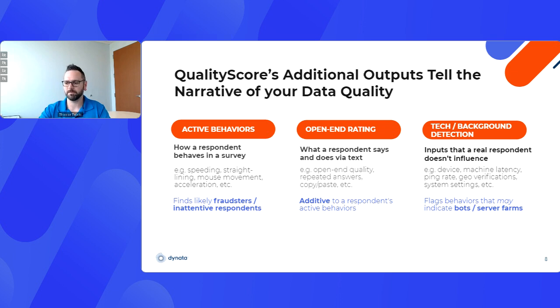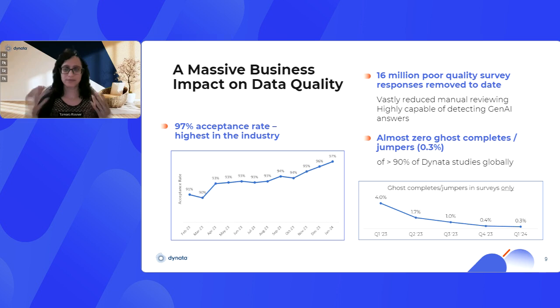Thanks, Tom. So as Tom and Janice and I have alluded to, QualityScore is a really important tool within our quality system, and it's been incredibly impactful for our quality overall. We currently have an average acceptance rate of around 97% from data we deliver to clients, which is the highest in the industry based on publicly available data. And this number accounts for ghost completes or jumpers as well, which are at almost 0% within our system.